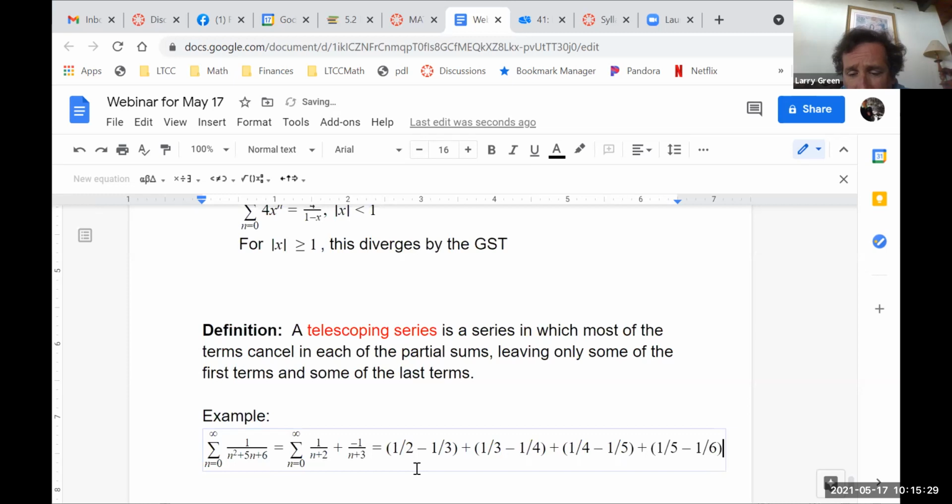What do you notice is happening here? The way I have it in parentheses, it's not obvious, but associativity is allowed. I could write this as 1/2, and then plus -1/3 plus 1/3. And then -1/4 plus 1/4. And then -1/5 plus 1/5. Then -1/6 plus 1/6, forever and ever. And all you get is just a half. And that's a telescoping series. So it converges to a half and we're done.